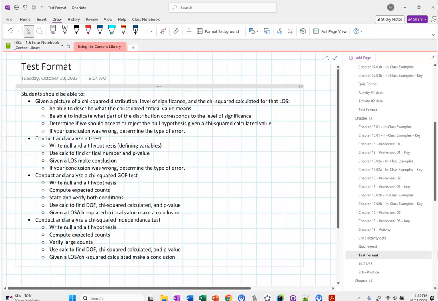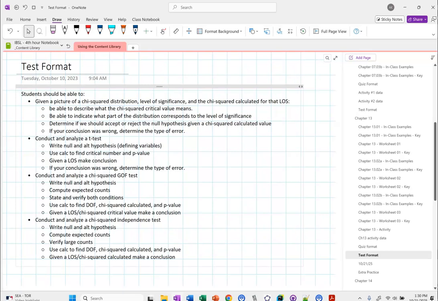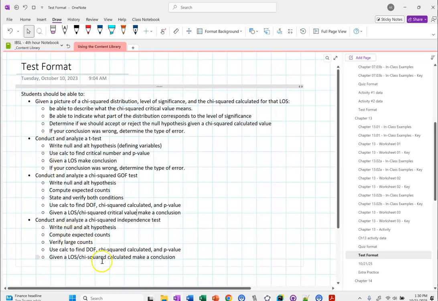make a conclusion. And lastly, you should be able to conduct and analyze a chi-squared independence test. You should be able to write a null and alternative hypotheses, compute expected counts, verify the large counts condition, use the calculator to find degrees of freedom, chi-squared calculated, and p-value. And then given a level of significance or chi-squared critical value, make a conclusion.